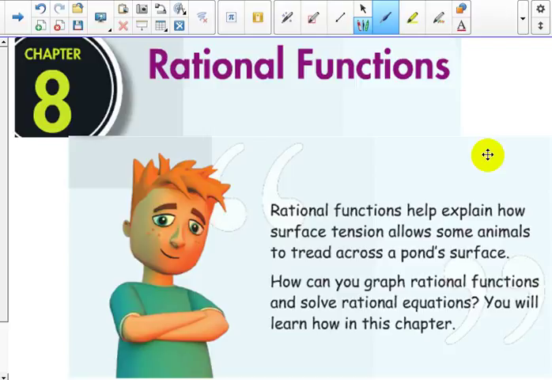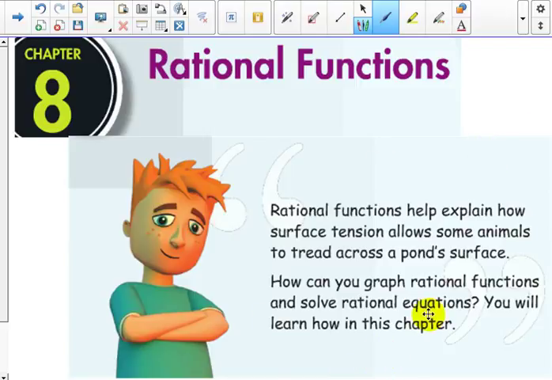Rational functions help explain how surface tension allows some animals to tread across a pond's or ocean surface. You've seen those lizards that can just walk on water. Well, that's because of surface tension. And if we could accommodate the surface tension of water, we could walk on water.